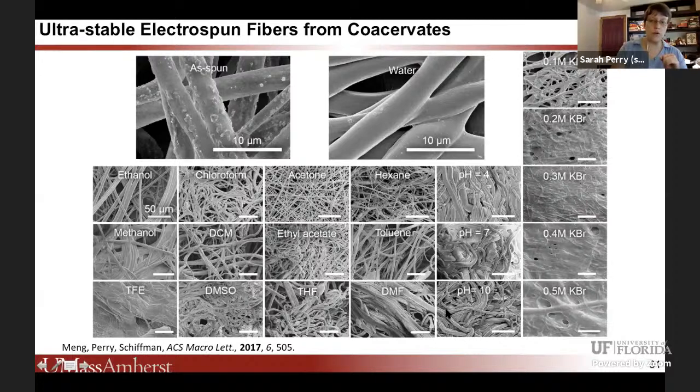This particular polymer set are strong polyelectrolytes, so they're not responsive to pH. But if you wanted to, say, recycle your system, you can recycle them by adding high concentrations of salt. And so this represents an orthogonal recycling strategy, if you were to, say, create a layered laminate with a coacervate type material and a more traditional organic solvent soluble polymer.